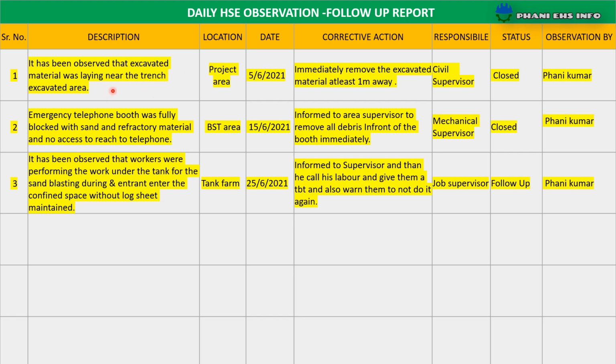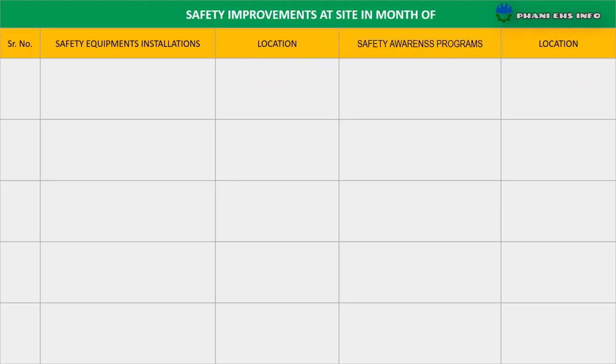For example, one observation: it has been observed that excavated material was lying near the trench excavated area, location project area. So we have to mention the date like this, and the corrective action: remove the excavated material at least 1 meter away. The responsible person was the civil supervisor. The status is closed, which means they immediately removed the excavated material after instructions were given by us. Like this, we have to mention what observations we observed and the immediate corrective actions taken.